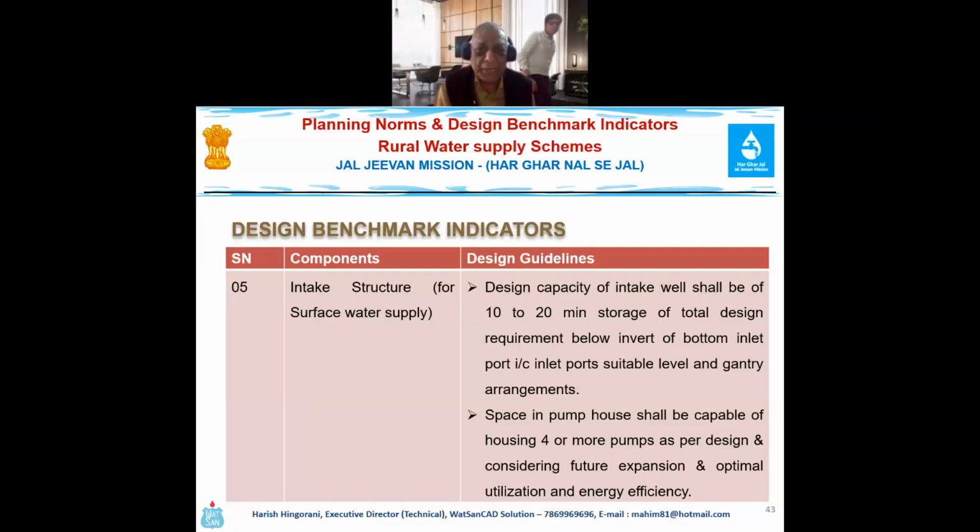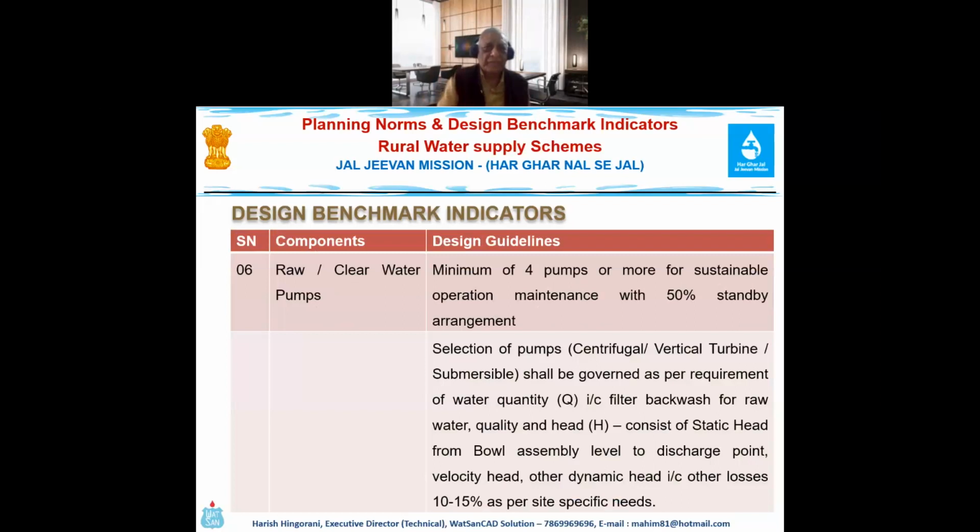Space in the pump house shall be capable of housing 4 or more pumps as per design consideration for future expansion and optimal utilization and energy efficiency of the pumps also. A minimum of 4 pumps is more suitable for operation and maintenance, with 50% additional. So CPHEEO clearly suggests that standby systems of 50% should be provided.